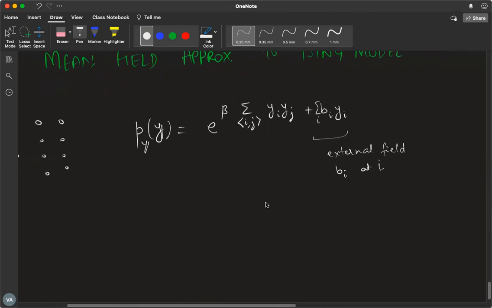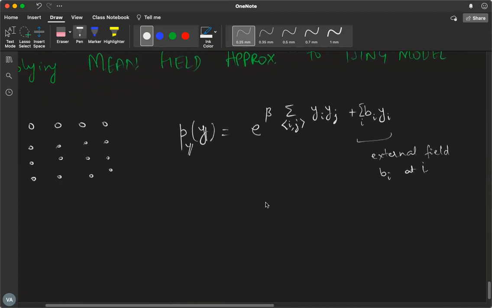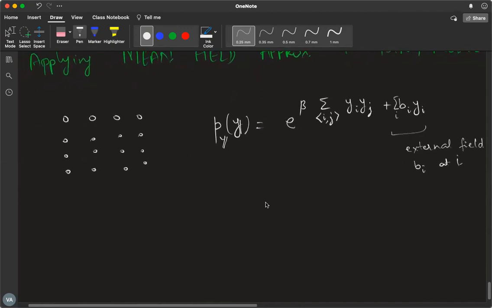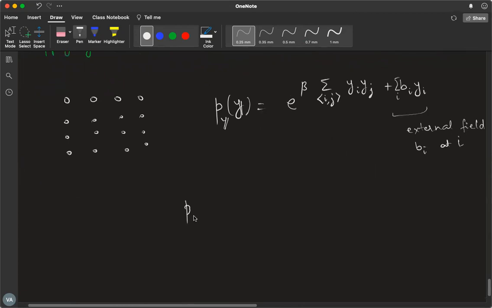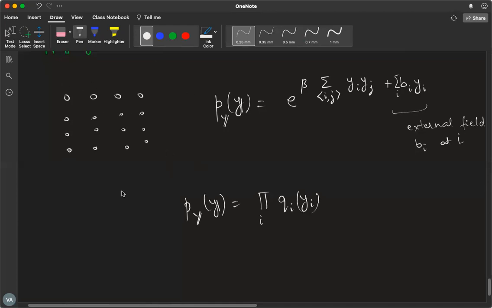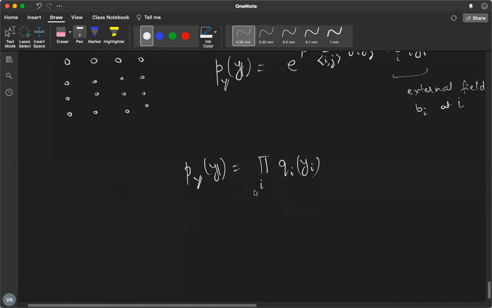Now we can see that this is a very complicated distribution. How do we approximate it using mean field approximation? In mean field approximation, I will simply say my P of y is simply equal to the product of qi of yi, and they are just all independent. So my i is varying from 1 to 16 in this case, or 1 to n in general for any n sites in the lattice.